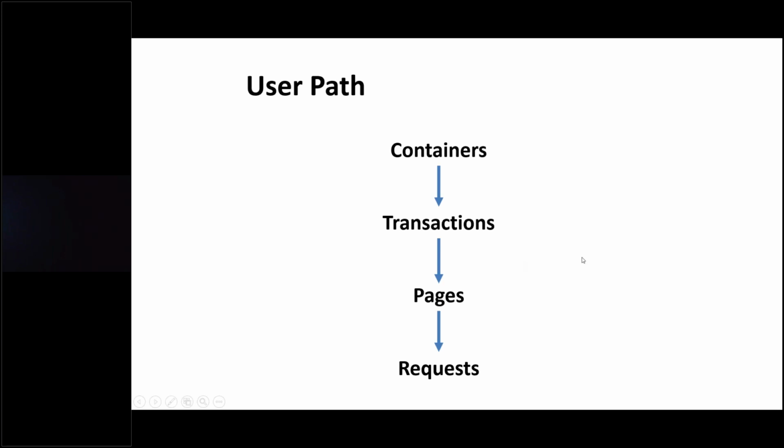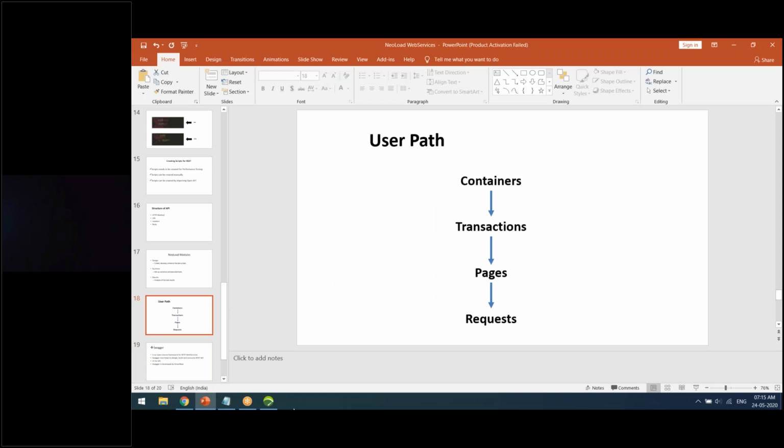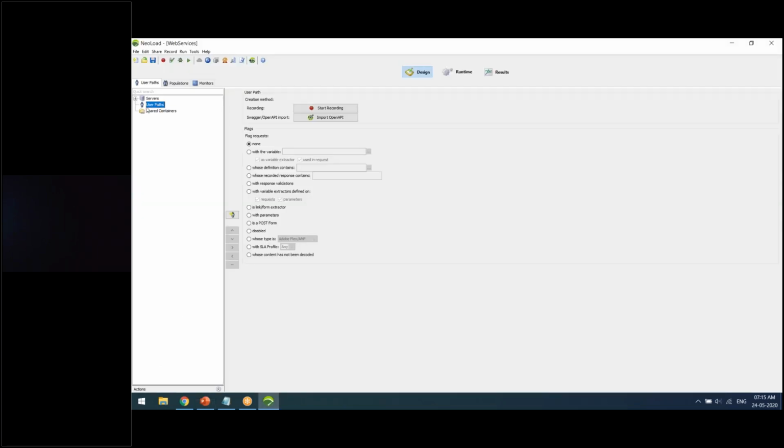Next we are going to see the user path. This is the hierarchy that NeoLoad follows. Under the design tab, under user path, I'm going to create a new user path. NeoLoad is a kind of bridge between LoadRunner and JMeter. It's as good as creating a test plan, so whoever has used JMeter can relate to it.